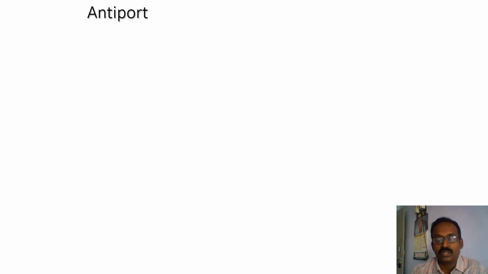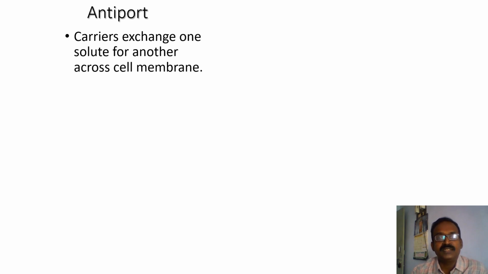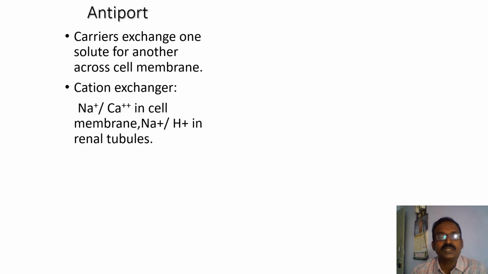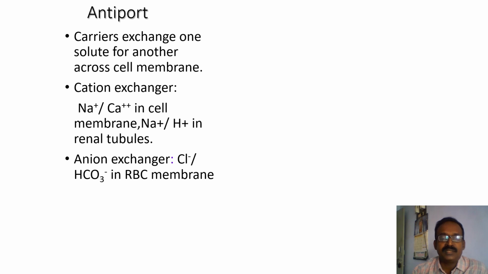Antiports or counter transporters exchange one solute for another across the cell membrane. Examples are the sodium calcium exchanger in the cell membrane, sodium and hydrogen exchange in the renal tubule, and the anion exchanger, the chloride bicarbonate exchanger, present in the RBC cell membrane. These are the examples of counter transport or antiport. They indirectly utilize the energy, as secondary active transports.